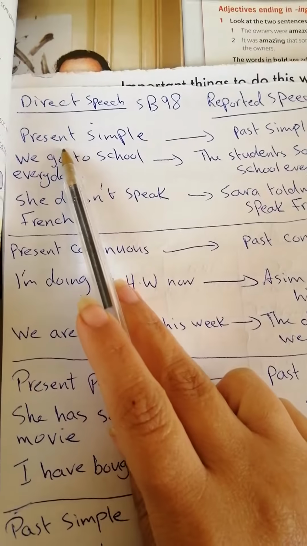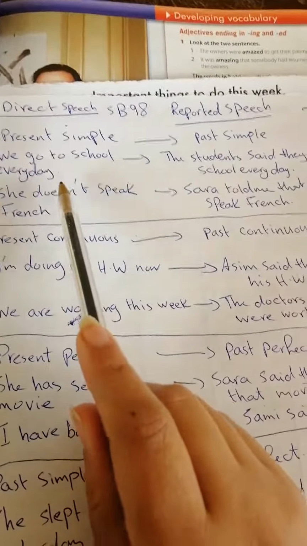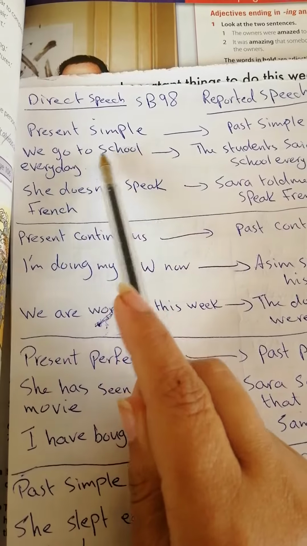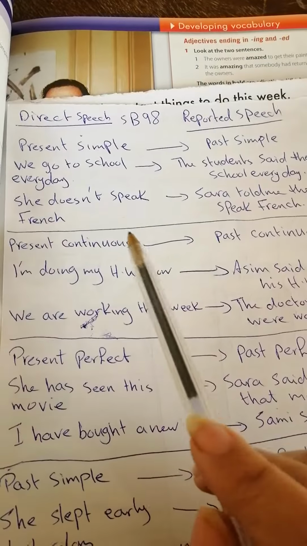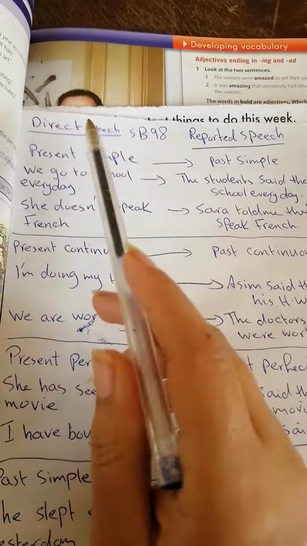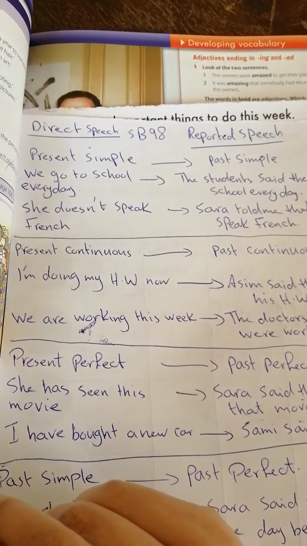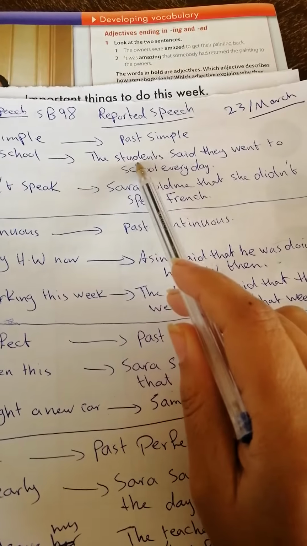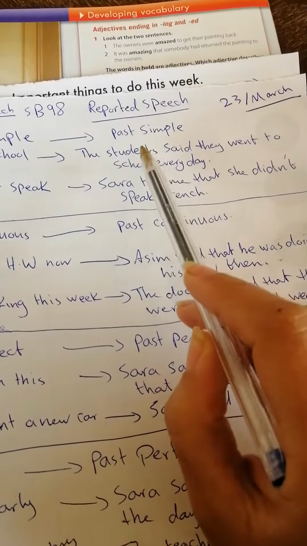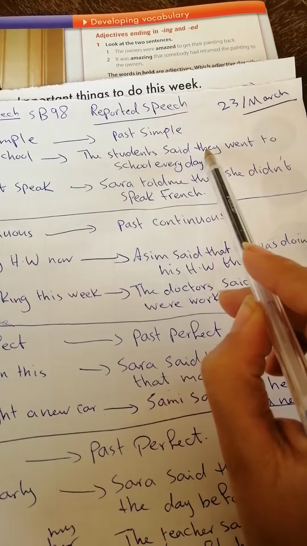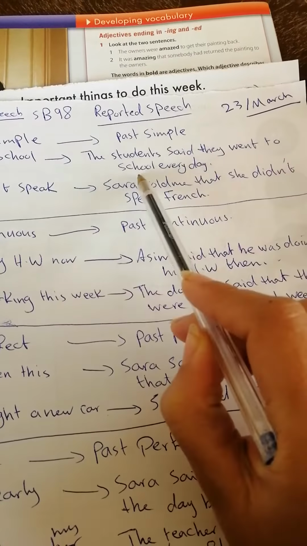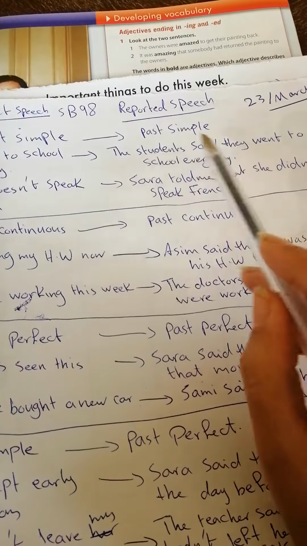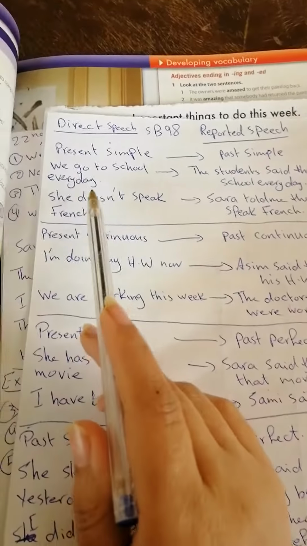First of all, we want to change from present simple to past simple. Look at this sentence. This sentence is in the present simple. We go to school every day. Now, we need to change it into past simple. So what do we need to change here? We need to change the subject pronoun and we need to change the tense. We say, the students, who is the speaker here? The students. The students said to me, for example, or the students told me that they went, simple past, to school every day. So go, we change it into went, and we change it into they, because the speaker is the students.